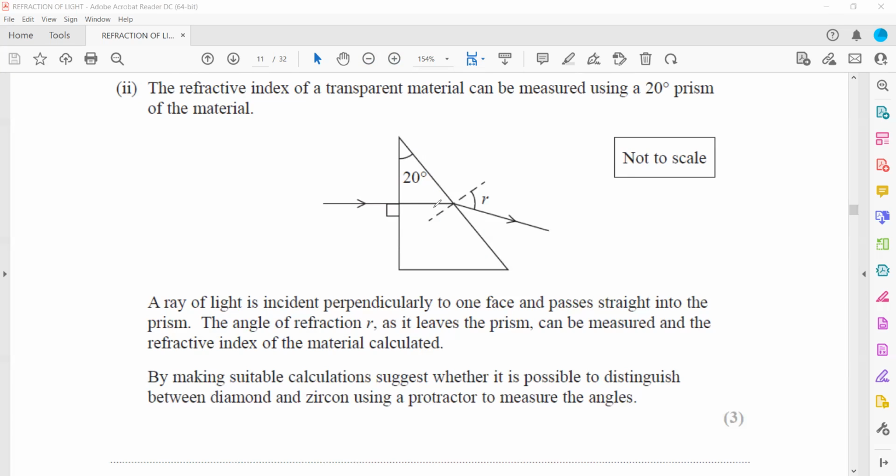So what we will do by our calculation, we'll work it out. This is 20. So we'll use the formula n1 sine theta 1 equals n2 sine theta 2. We'll put in the refractive index of diamond and the refractive index of air and the angle of incidence 20, and work out the angle of refraction for diamond and the angle of refraction for zircon. And we'll compare. If the angle difference is large, then we can use a protractor to measure the difference. Like if in one case the angle is 43 and in the other 55, we can measure this angle using a protractor. If the angle difference was very small, like 0.1 or 2 degrees, then we cannot use a protractor.